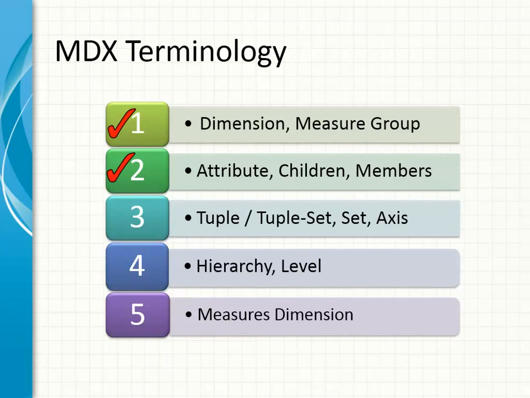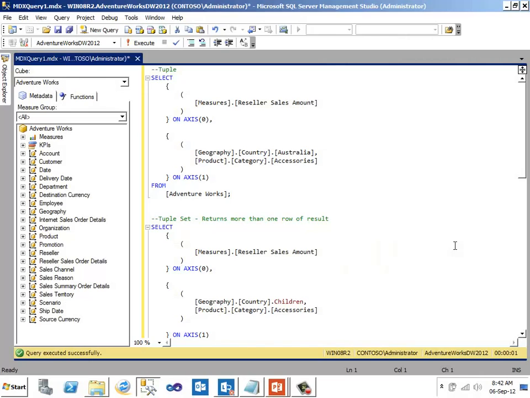In this video, we'll cover the remaining items that include what is a set, what is an axis, hierarchy, level, and measures dimension. Now that we have seen what is a tuple, let's talk about what is a set. A set is a container of tuples. So in the examples that we have seen, whatever is contained within these curly brackets, it is a set.